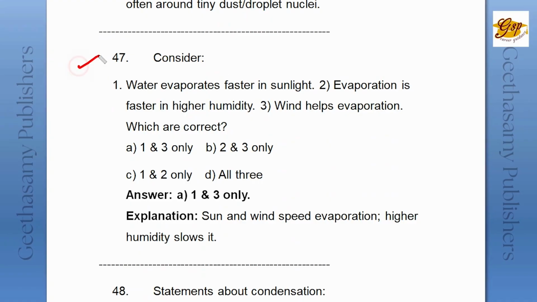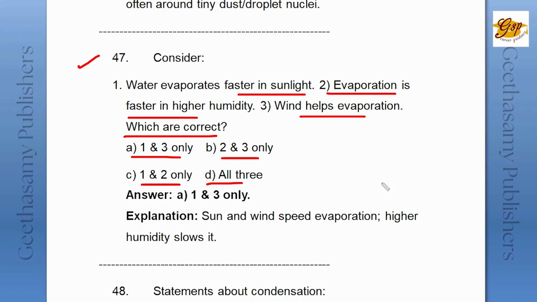And 47th question. Water evaporates faster in sunlight. Evaporation is faster in higher humidity. Wind helps evaporation. So which are correct? 1 and 3 are correct; 1 and 2 and 3; all 3. The correct answer is A, 1 and 3. 1 and 3, that is sun and wind speed up evaporation. Higher humidity slows it.